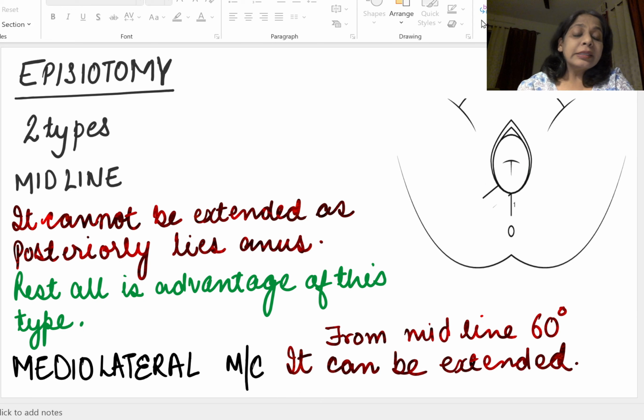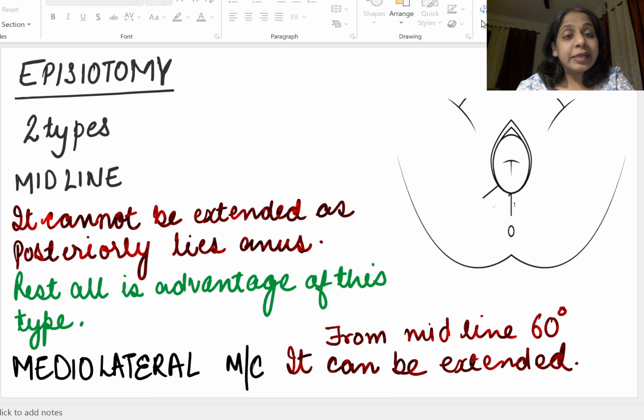This mediolateral episiotomy can be extended to a large extent, whatever extent we want, because we know the gluteal region is there. And this mediolateral episiotomy makes an angle of 60 degrees from the midline. So the second incision shown in the diagram is the mediolateral episiotomy.